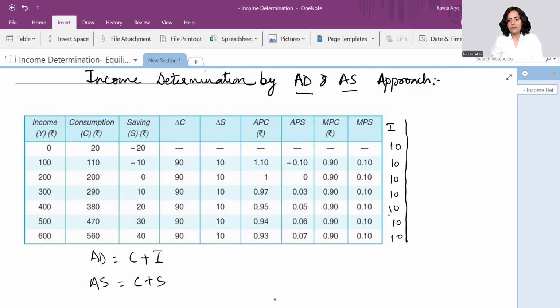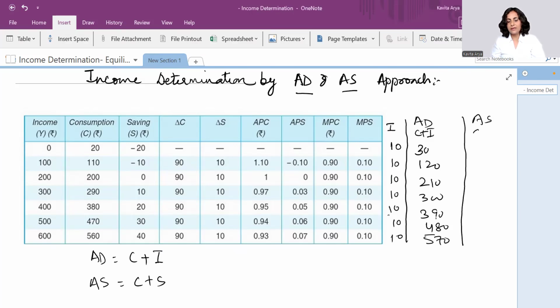So, can we find AD now? AD is equal to C plus I. So, let's have it. C plus I, the second column, plus 10 at every level. So that gives me 20 plus 10, 30, 120, 210, 300, 390, 480, and 570. And if I want to talk about AS here, so AS would be C plus S.